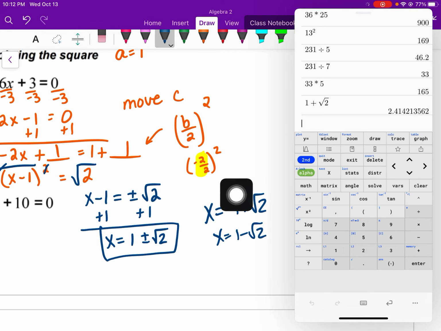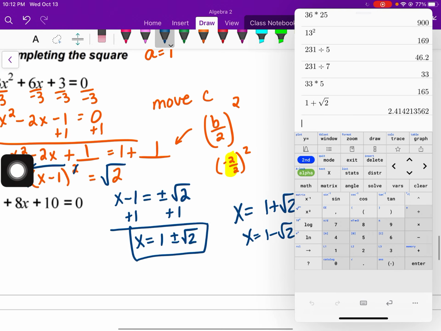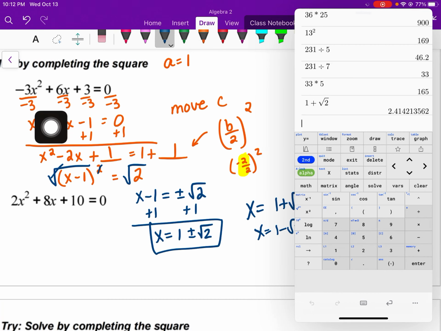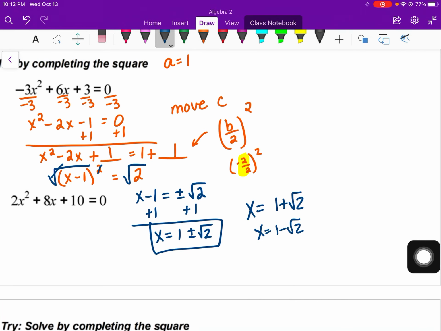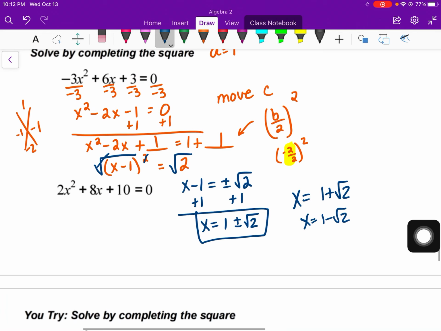So that's why we leave it like this, 1 plus the square root of 2. But this means that this parabola that opens down has an x-intercept at about 2.4. So it has two irrational roots this time. So it has two x-intercepts. They're just not whole number x-intercepts.